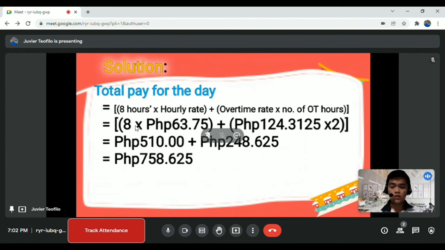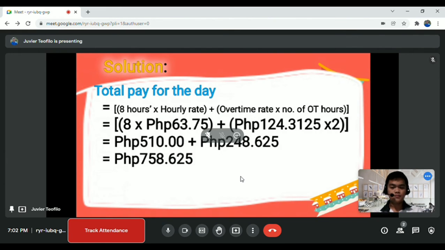Now, to multiply this number, 8 times 63.75, we have 510 pesos. Plus, to multiply this, 124.3125 times 2, we have 248.625. Then, to sum it up, we have 758 pesos point 625 centavo. So, this is our final answer.